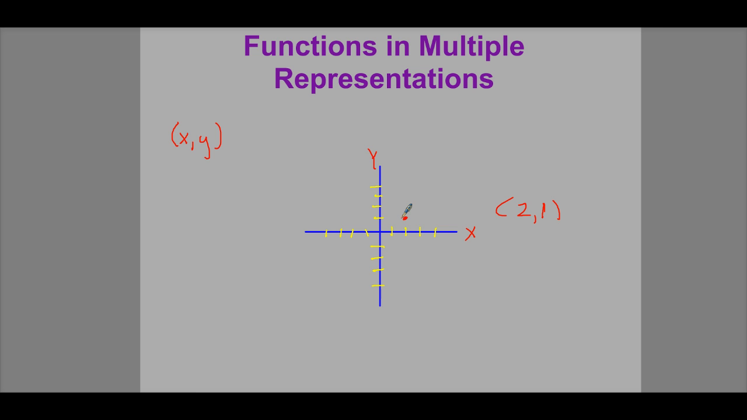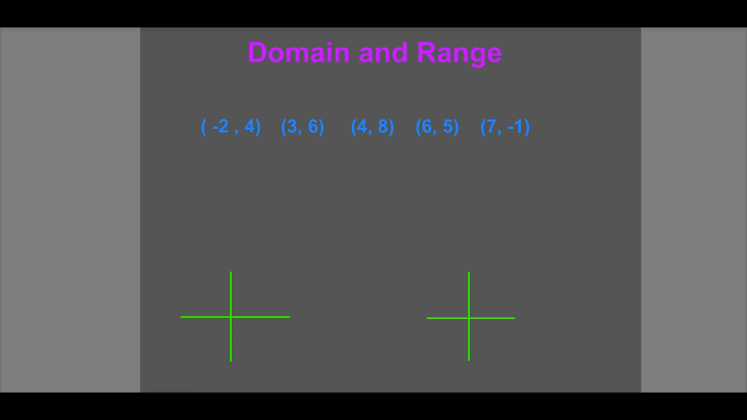Now this isn't the only representation you can use. So we're going to explore some other things that you can do that might actually help you analyze data in a more efficient manner, depending on what you want to do with it. So let's look at that. First thing we need to do is talk about domain and range.